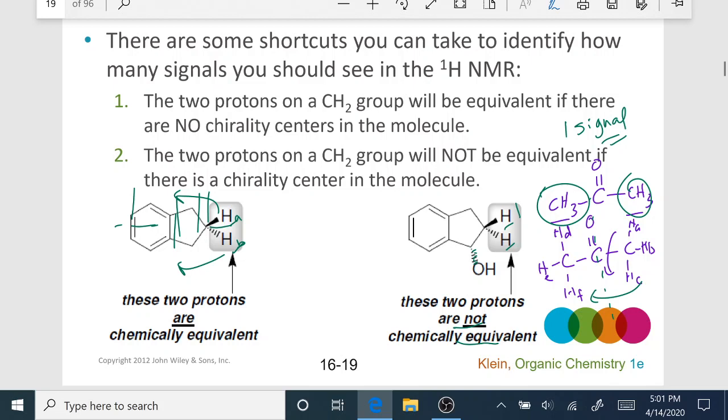So let me erase this and let's just consider some other pieces of this molecule. We also have 2 hydrogens on this carbon, and they're going to give us a different signal as well. And of course we've got another hydrogen here. So we're going to see signals for all of those hydrogens, and the hydrogen on the oxygen, and the hydrogens on the benzene ring. But just getting back to the point of this slide, these 2 hydrogens are not equivalent because they create a diastereotopic center because this OH group is present.